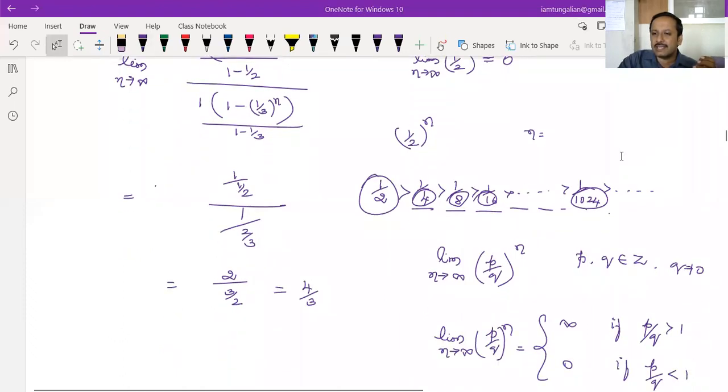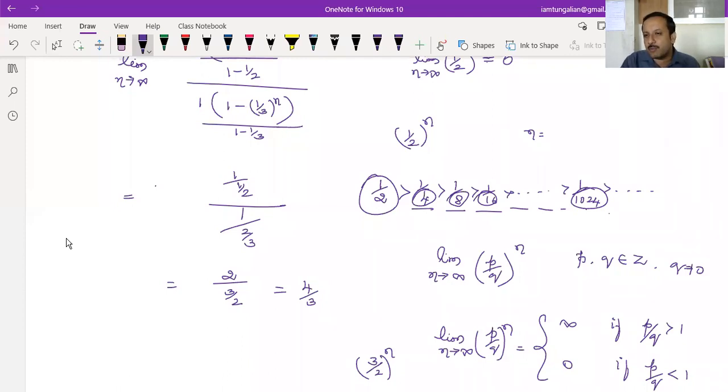If numerator is greater than denominator, that is what I'm saying, that means the fraction will be greater than 1. For example, 3 by 2 whole power n. If you go on increasing the value of n, the value of the fraction goes on increasing. If you put n equal to 1, you get 3 by 2, which is 1.5. If you put n equal to 2, we are talking about 3 by 2 whole square, which means 9 by 4, which is more than 2. 8 by 4 is 2, so 9 by 4 is 2.25.